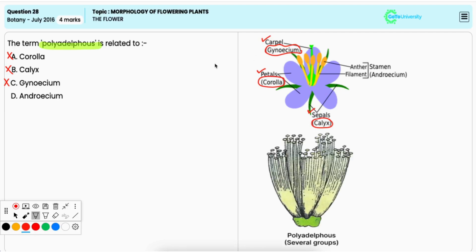Option D, androecium. Polyadelphous refers to the condition in which the stamens, that is the male reproductive part of a flower, are united into more than two groups by their filaments. So this term is related to androecium. Hence, it is the correct option.